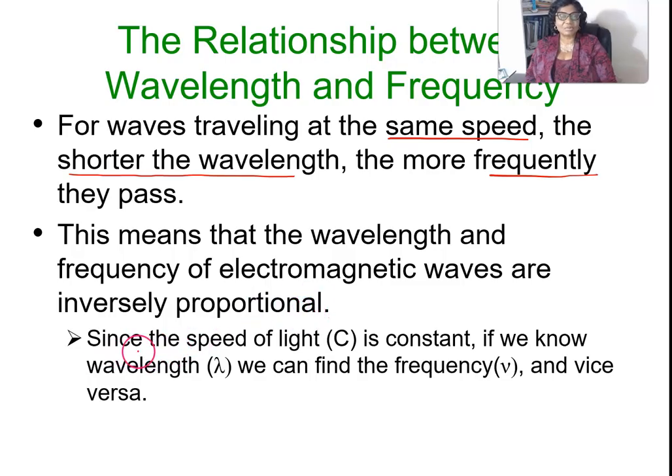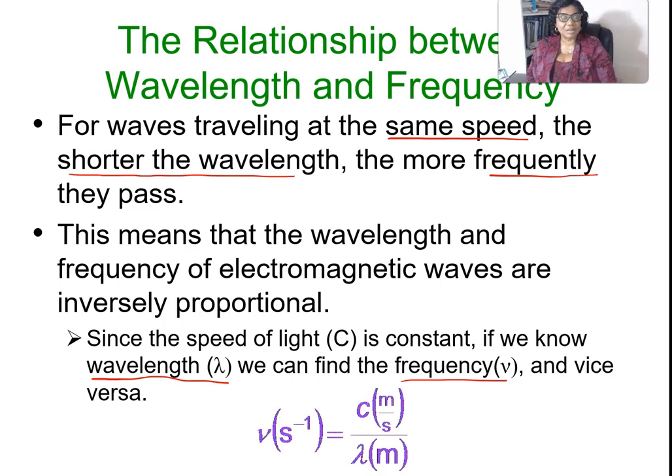Since the speed of light, c, is constant, if we know the wavelength, we can find the frequency, and vice versa. So we just need to know one of them: if we know the wavelength, we'll find the frequency, or if we know the frequency, we'll find the wavelength. So this is the same equation. This is frequency, this is wavelength, this is the speed of light, which is constant.